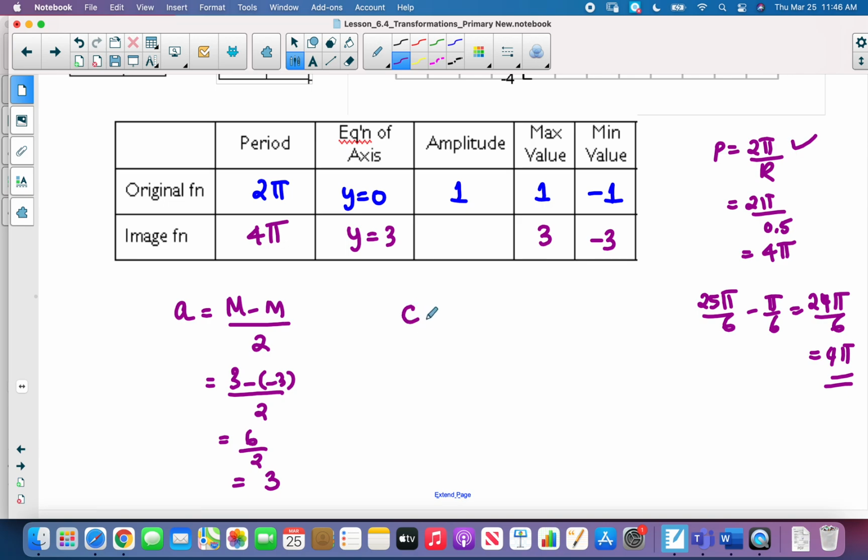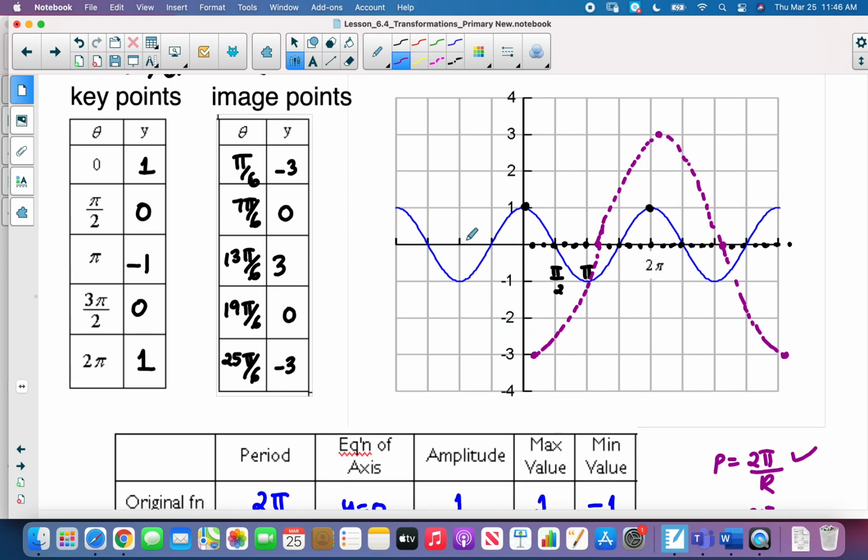Sorry, I should write it here. A is equal to 3, not y equals 3. And for the equation of axis, it is M plus m divided by 2, which is 3 minus 3 divided by 2, which is 0. So y equals 0. So if you look over here and you try to find the amplitude, this would be the equation of axis, which is still y equals 0 for our transform function, and the amplitude is 1, 2, 3. So you can see that the a value is 3 here, a value is 3 here, equation of axis is y equals 0.